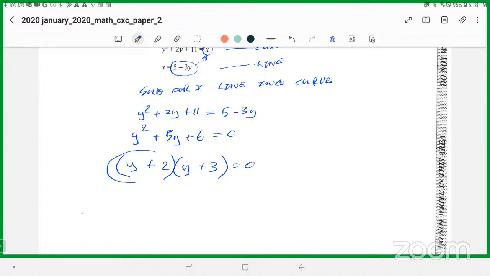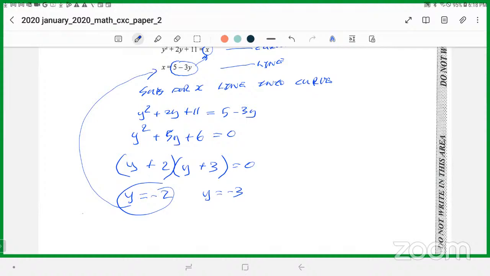All right, so this factor, if it is equal to 0, I'm going to get y equal to negative 2. This factor, if it is equal to 0, I'm going to get y equal to negative 3. Then I'm not done. I need to find the x value to go with this and the x value to go with that. So I have to substitute them back in the line equation, which already has x as the subject. Makes sense with the easy way.